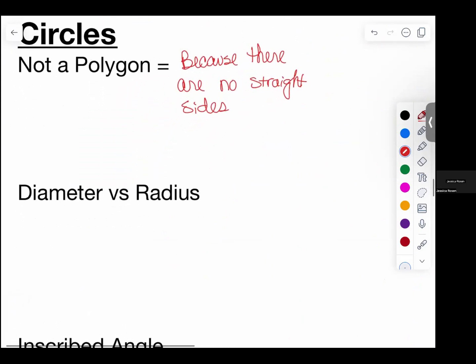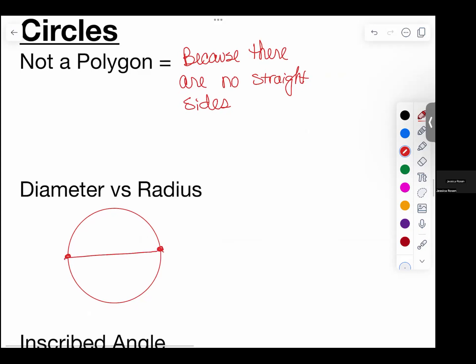Diameter versus radius, I'm hoping you have seen that before. So we have our circle, and the diameter is going to be the one that goes from each end of the circle all the way across. So this is the diameter. And then the radius is going to go from the center halfway across. So this is the radius. It's spelled R-A-D-I-U-S.